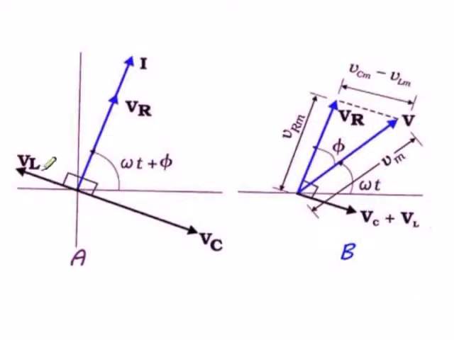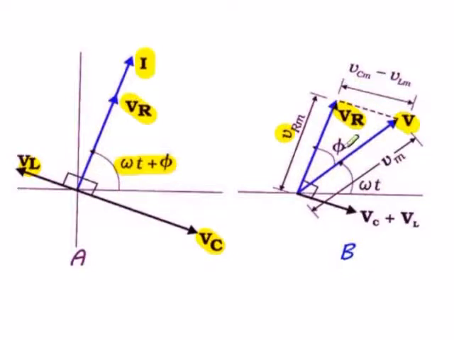The following phasor diagram gives the phase relation between VC, VL and VR. VR is in phase with I. VL is in the second quadrant, leading I by pi by 2. VC is in the fourth quadrant, lagging behind I by pi by 2. Now here, in figure B, the net voltage is here and I is along VR. The angle between I and V is also the angle between VR and V, and that happens to be phi.